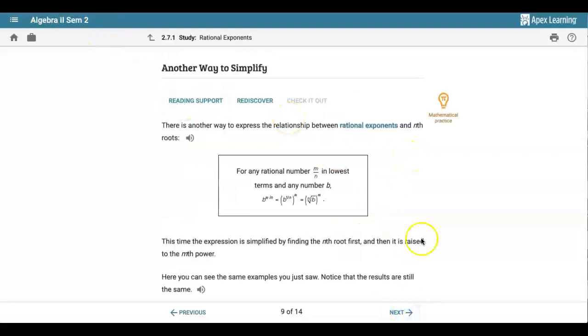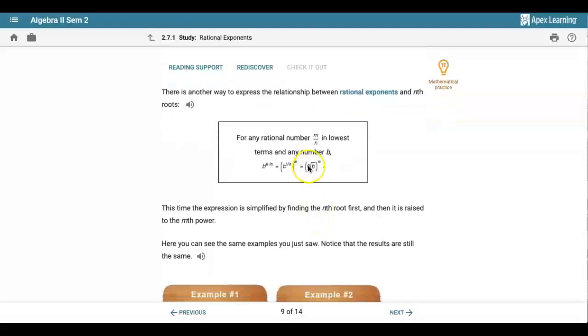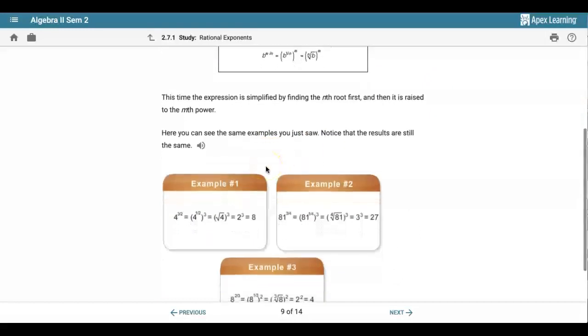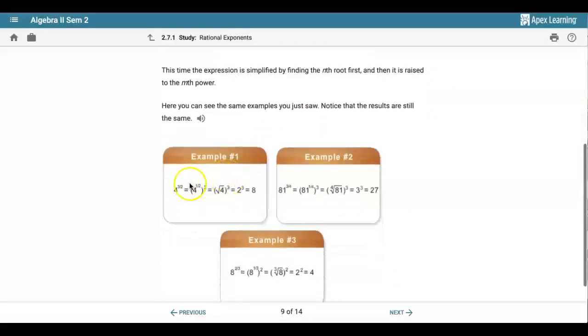Another way of simplifying this would be to do the opposite process first. Instead of taking it to the m power first, we can do our radical first. So we can find our nth root and then raise it to the mth power. For example, 4 to the 3 halves: we can take the square root of 4, which gives us 2, and then take 2 to the 3rd power, which gives us 8.